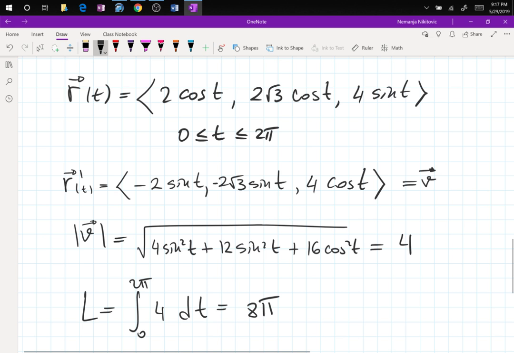Did you all get 7? Because that would be wrong if you did. The answer is not 7.